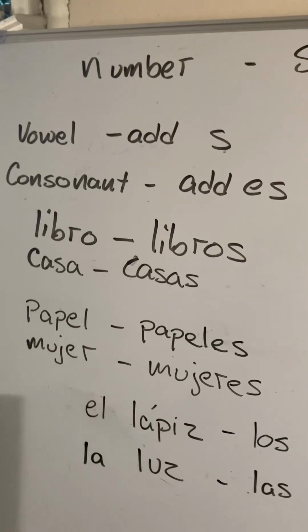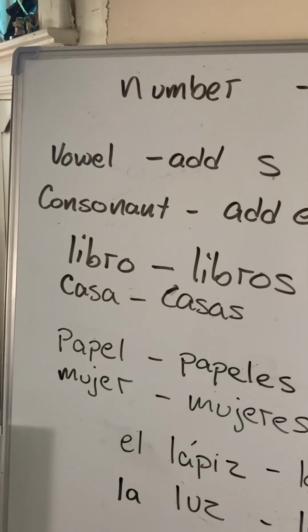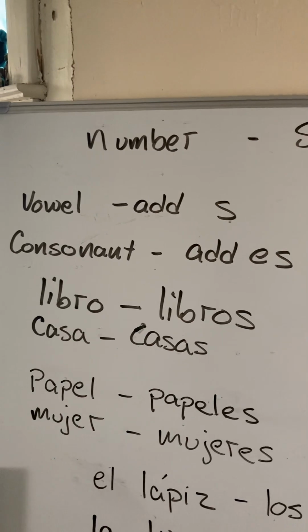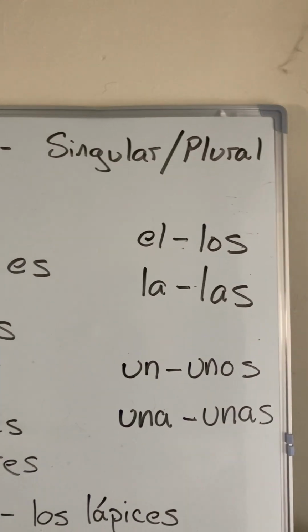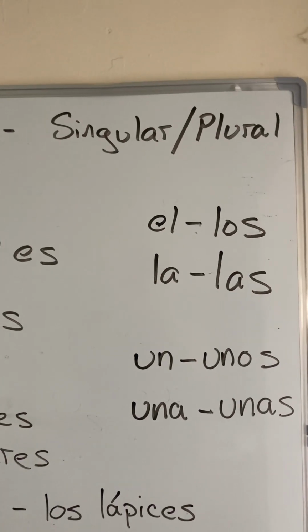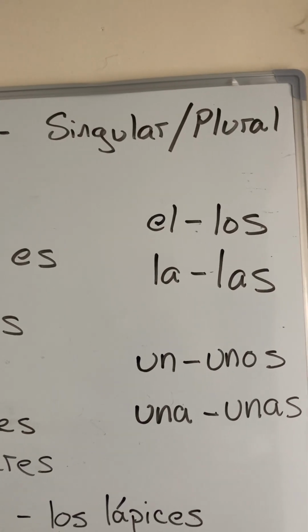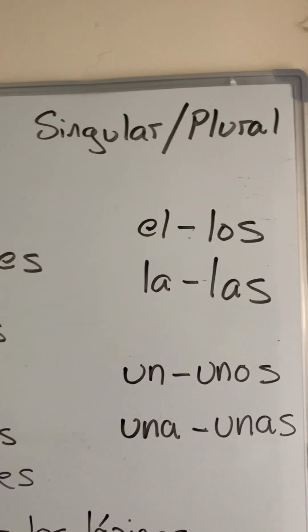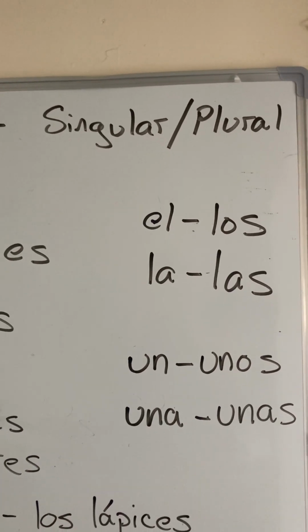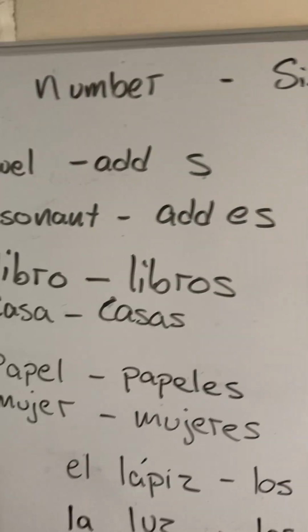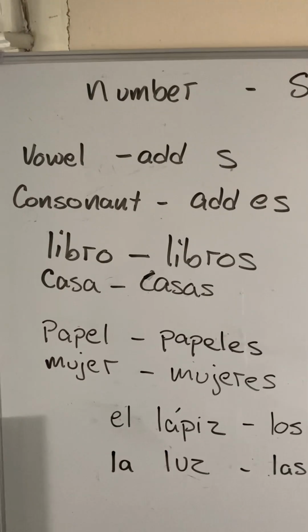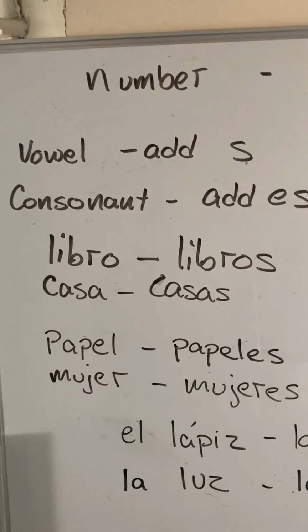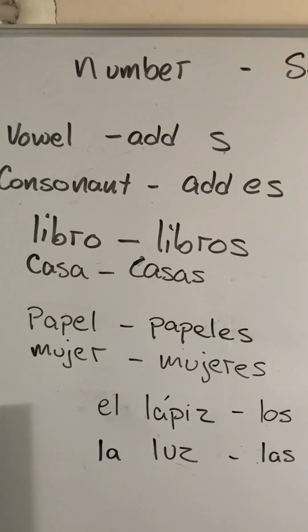All right, so this video will deal with number. Now, I'm not talking about numbers, but when we refer to number, we are talking about singular and plural. Singular being one, plural being more than one. Compared to English, honestly, making things plural in Spanish is a lot easier. And in this case, we're talking about nouns.